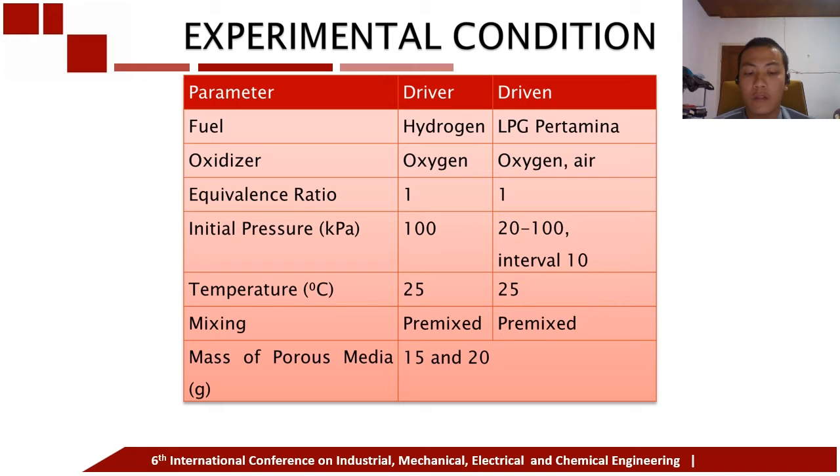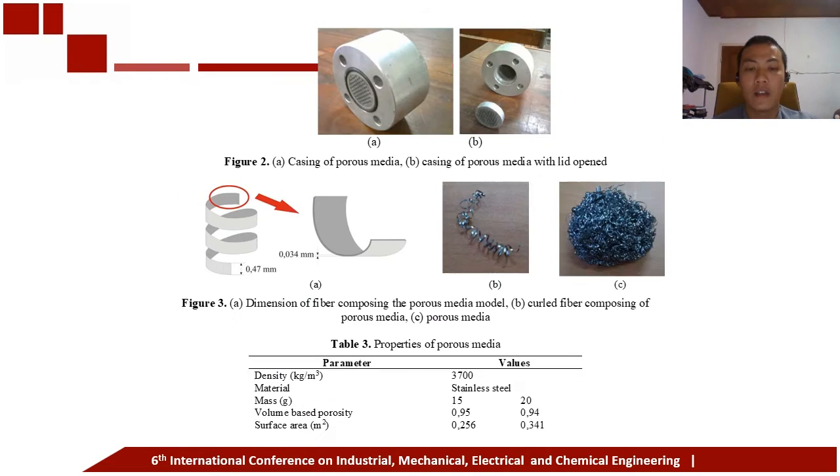All mixtures were premixed inside mixing tanks for at least 12 hours to ensure homogeneity. The filling of the tube and gas mixing processes were controlled by a high precision digital pressure sensor. The properties of porous media can be seen in the table and from the pictures.